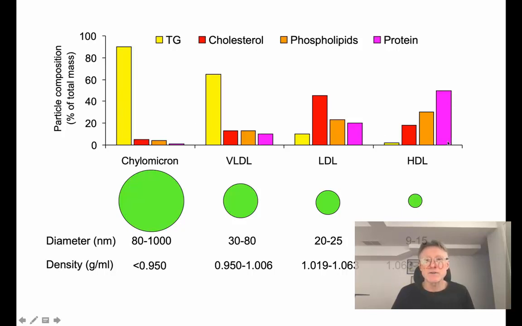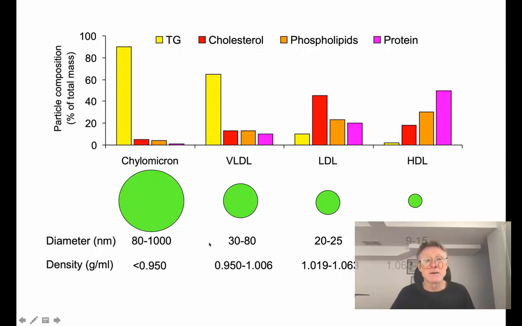And obviously the difference is that as you reduce in size, you lose triglycerides, and you gain proportionally in the other components that make up the particle. And you don't need to memorize the diameter, density, because I'm not going to ask you questions specific about numbers. So don't worry about that.